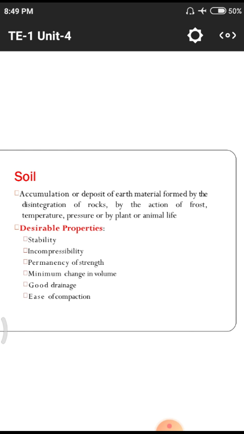Next one, ease of compaction. Ease of compaction means that by applying a small external force, we can decrease the volume of the material. Decreasing the volume means decreasing the quantity of voids and water present in the soil. All those are the properties of soils.